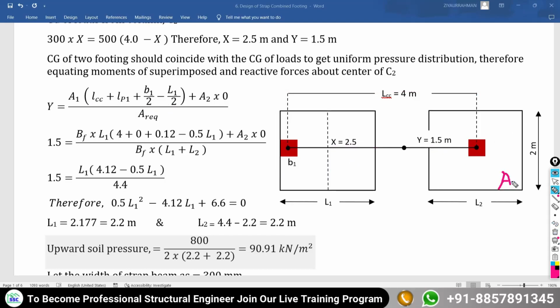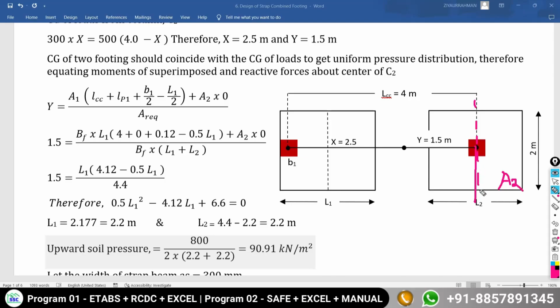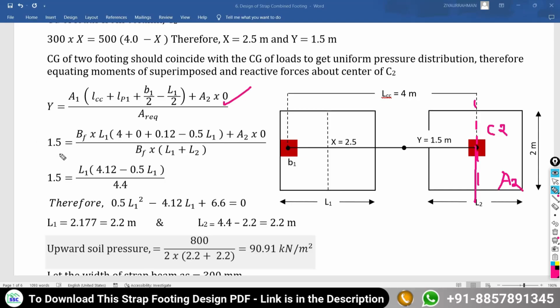This is footing 2, and its length is L2, so its center is at L2 by 2. It passes through the center of your column C2. So its moment is going to become 0. That's why A2 multiplied by no distance is 0. If you put all the values here, what will it become?